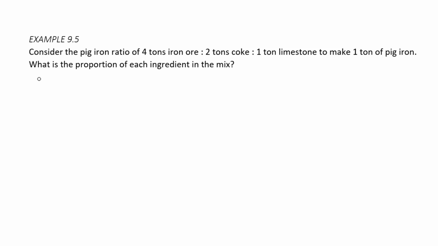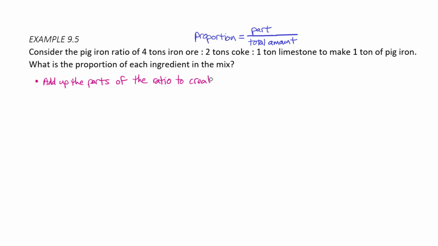So to convert our ratio into proportions, the first thing we're going to do is calculate that total amount. Why? Because we know that a proportion is going to equal a part, the number of things in a part or a subset of this group that we're looking at, over the total amount. Now we have tons, tons, and tons, so we can just add all this up. So the first thing to do is to add up the parts in the ratio to create a total amount.